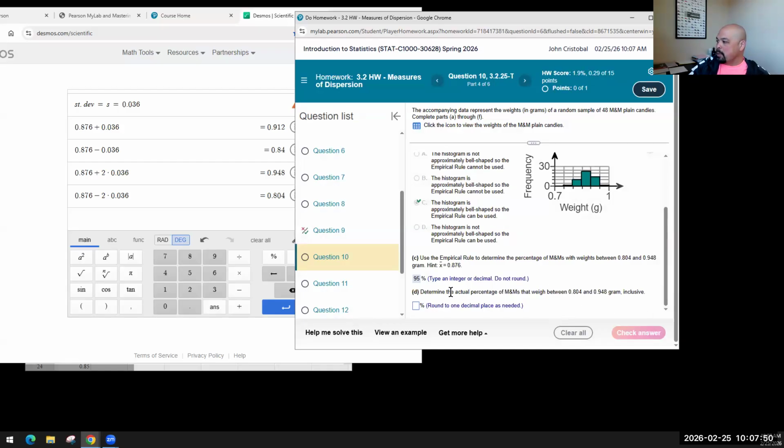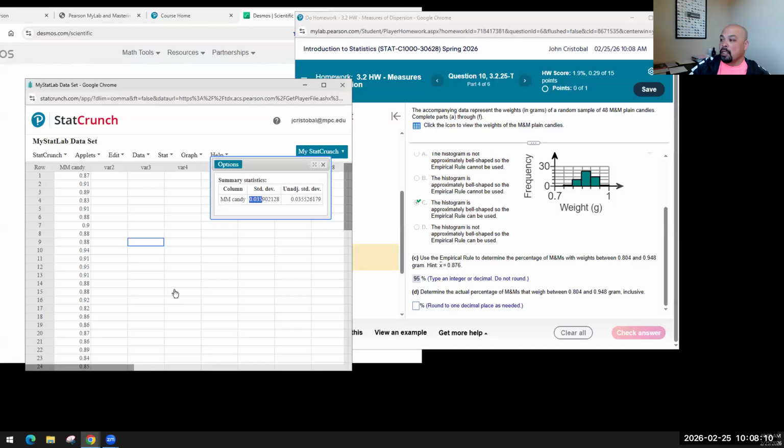So now determine the actual percentage between those weights inclusive, right? So in that case, if I want to find the actual percentage of those data points between 0.804 and 0.948 grams, right? What we need to do is we need to actually look at our data. So in our data set, let me close this for a moment.